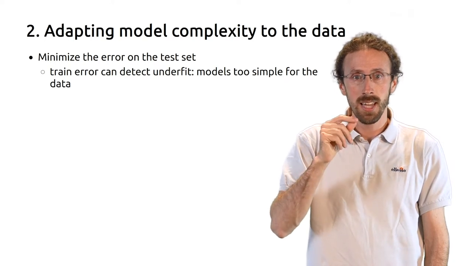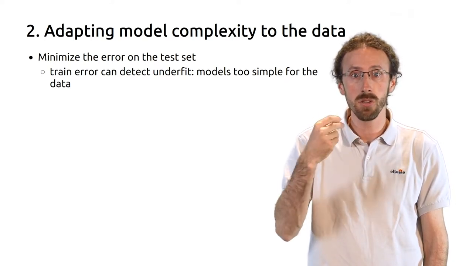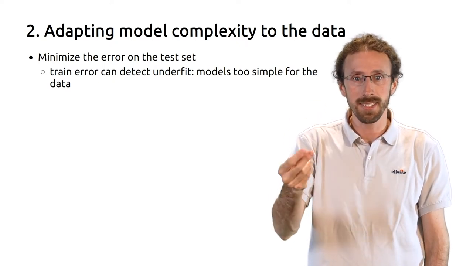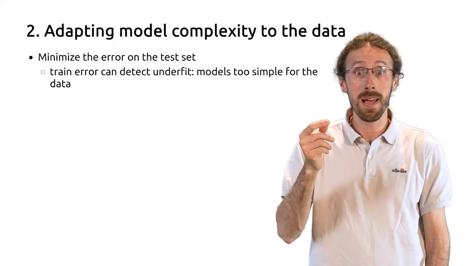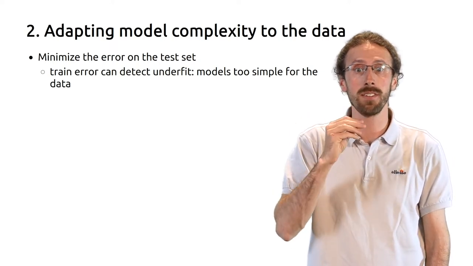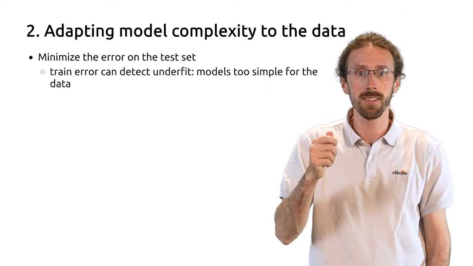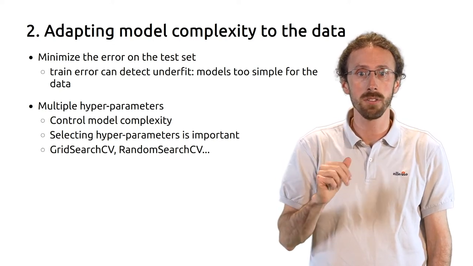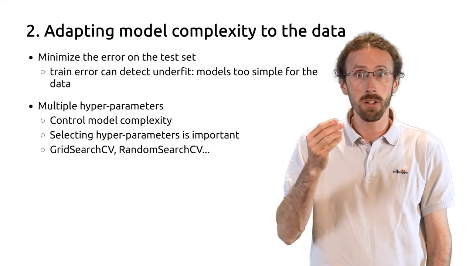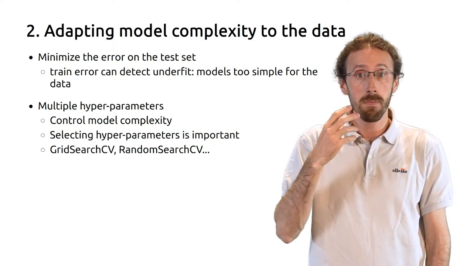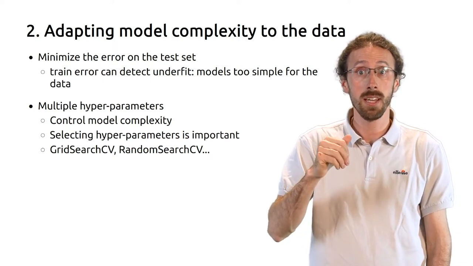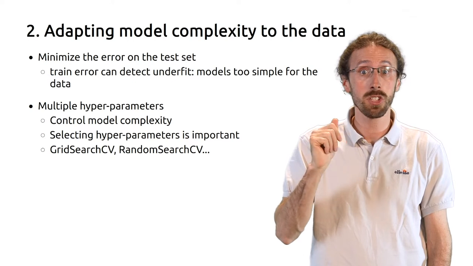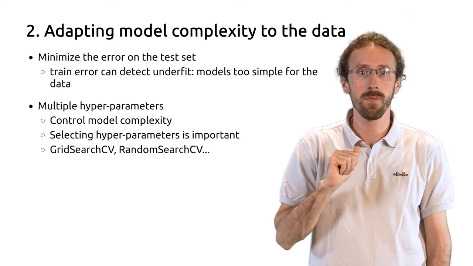We've seen how we should adapt model complexity to the data. We want to minimize an error on the test set. However, inspecting the train error can detect underfit models that are too simple for the data. There are multiple hyperparameters that control the behavior of models. They can control model complexity, and it is important to select those hyperparameters. In scikit-learn, this is done with the grid search CV object, the random search CV object, or similar objects.